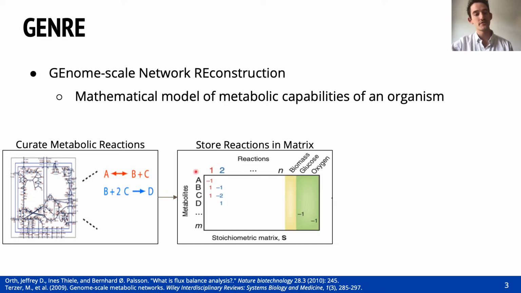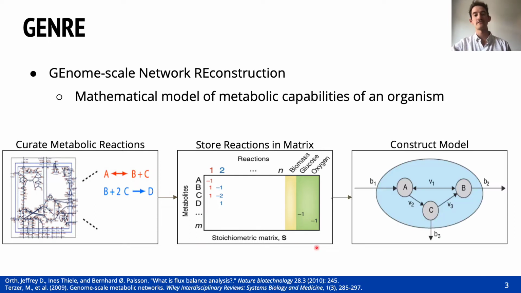You can then take all those reactions and store them in this giant matrix, and you can construct these models to make them more biologically relevant. So you can see here what would be a bacterial cell: you have things coming in, it can do these metabolic transformations, and then also kick things out and grow.